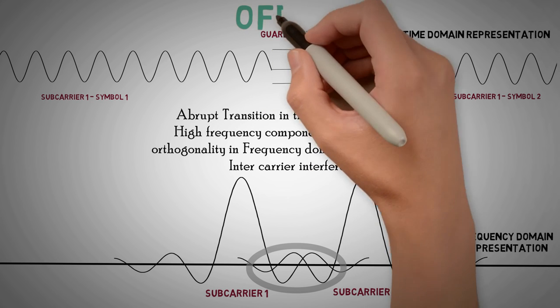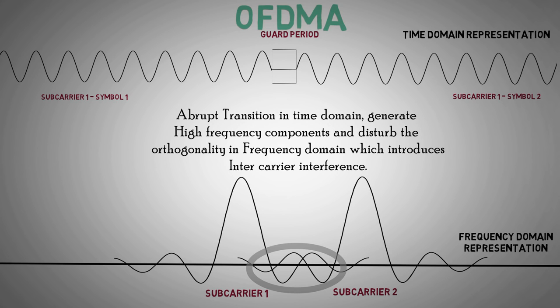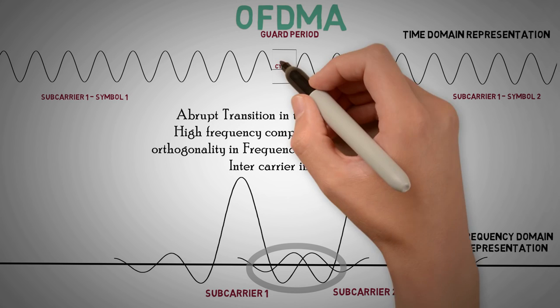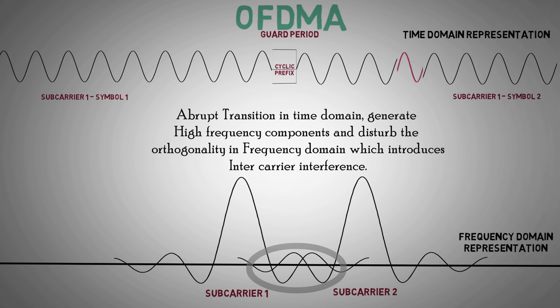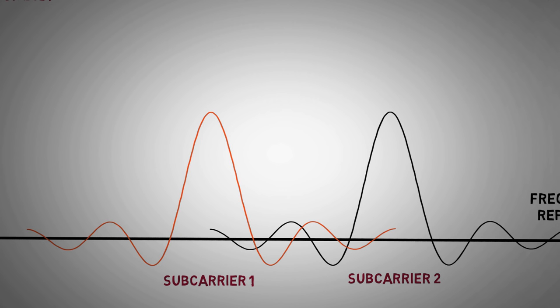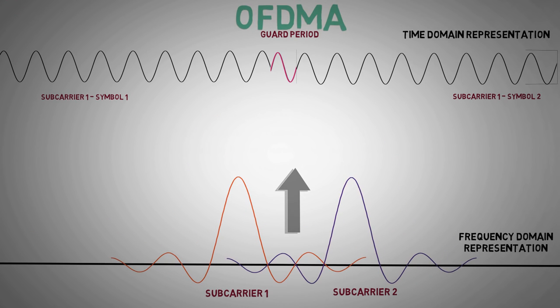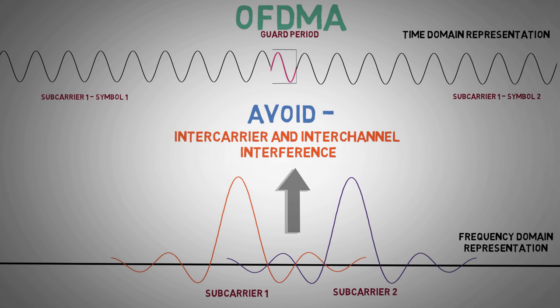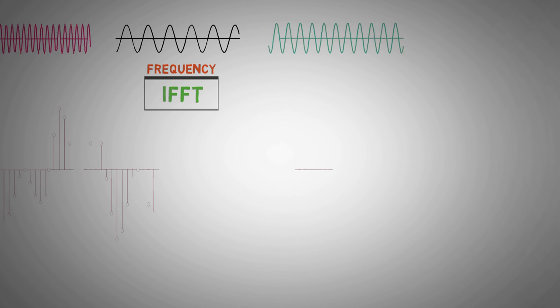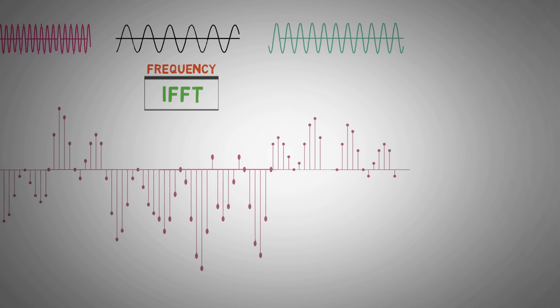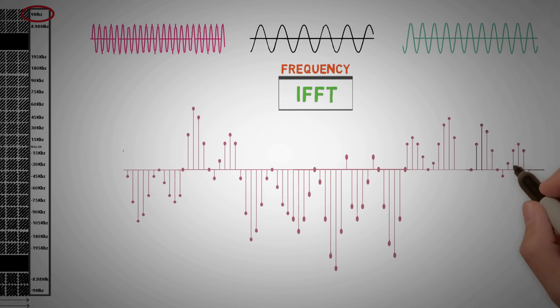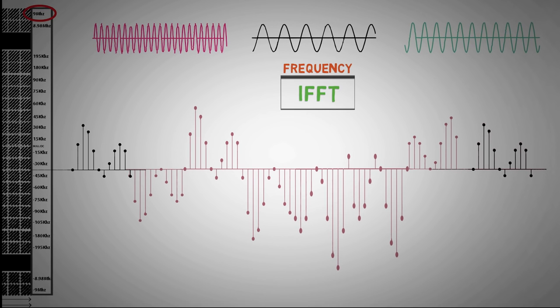So in OFDMA, we employ a more complex kind of guard period, called cyclic prefix, in which the end part of a symbol is transmitted in the preceding guard period. It also ensures orthogonality between the subcarriers, by keeping the OFDM symbol periodic over the extended symbol duration, and therefore avoids intercarrier and inter-channel interference simultaneously. Since OFDMA uses composite IFFT samples, the cyclic prefix is added by taking some samples from the end of a symbol period, and placing them at the beginning.